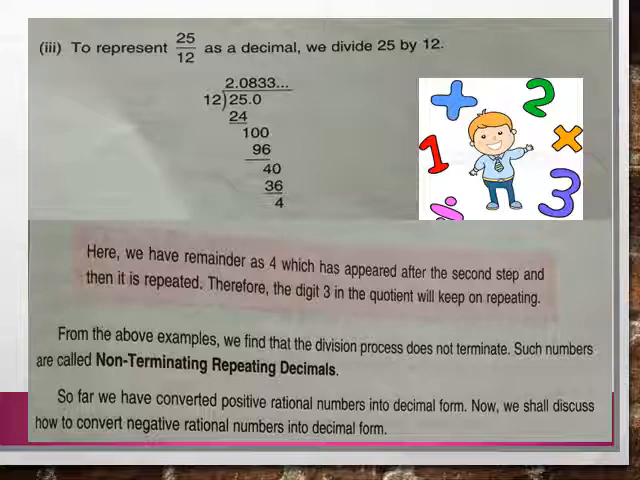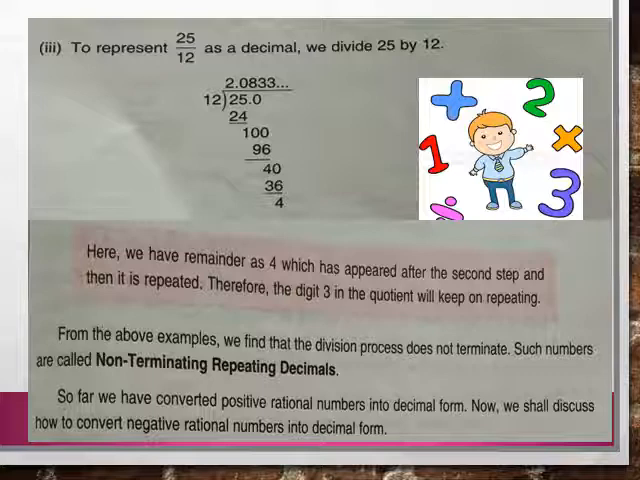Then 4 is left. Then again 40. So 12 3s are 36. Again 4 is left. Again if you put 0, it becomes 40. Then again 12 3s are 36. So again in this way what happened? The remainder 4 will appear again and again. Here we have remainder 4, which appeared after the second step and then repeated. And therefore the digit 3 in the quotient will keep on repeating, not the whole block.